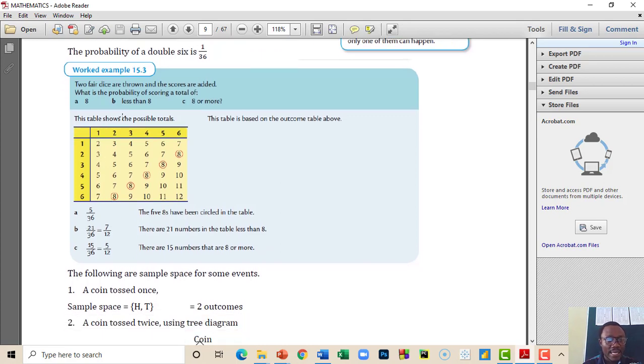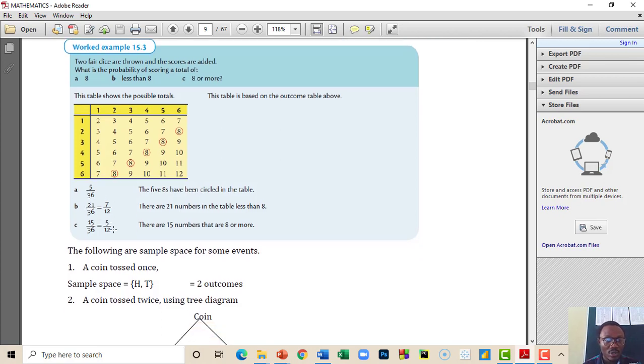Now, less than 8 means numbers that are not up to 8. That is, their summation is not up to 8. How do we get that? We add up all these numbers. This 2, 3, 4, 5, 6, 7. This 7, 6, 5, 4, 3, 4, 5, 6, 7. 7, 6, 5, 6, 7, 7. Adding everything up, they will have 21 numbers altogether over 36. 3 here, 7, 3 here, 12. So I have 7 over 12.